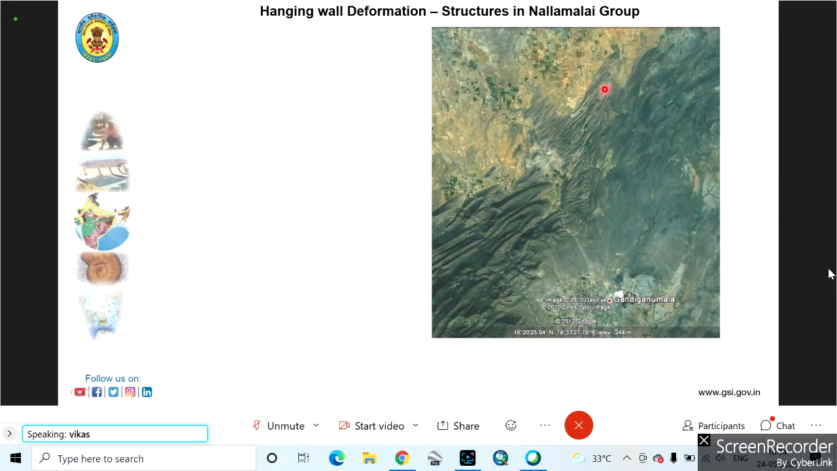Very closely spaced folds are there. They are also all northwest-southeast trending folds. These are similar to those in the southwestern part of the photograph. What you are seeing are all folds of the Nanamalai fold belt. Next, please.